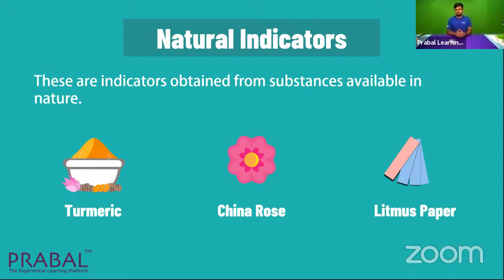You might be a bit surprised to find litmus paper here. Let me explain where we get litmus paper from. You might have heard of lichens. Lichen is an organism that is a combination of fungi and algae. It is basically a symbiotic relationship between a fungus and algae. A symbiotic relationship is when two organisms live together and both have a win-win situation. In a lichen, the fungi give protection and help the algae adapt to the situation, whereas the algae produce food. So litmus paper is obtained from lichens, and since lichens are present in nature, litmus paper is also a natural indicator.